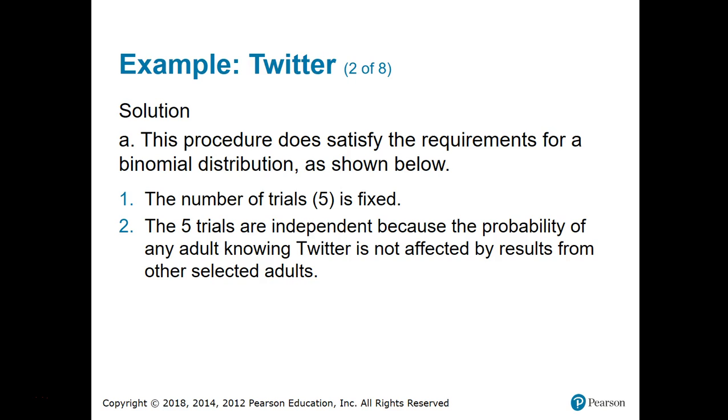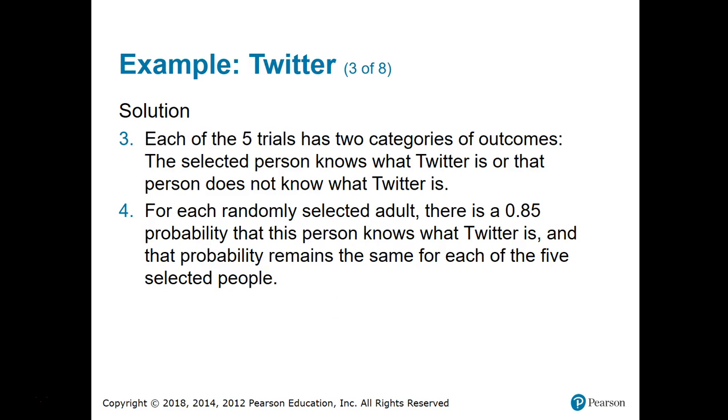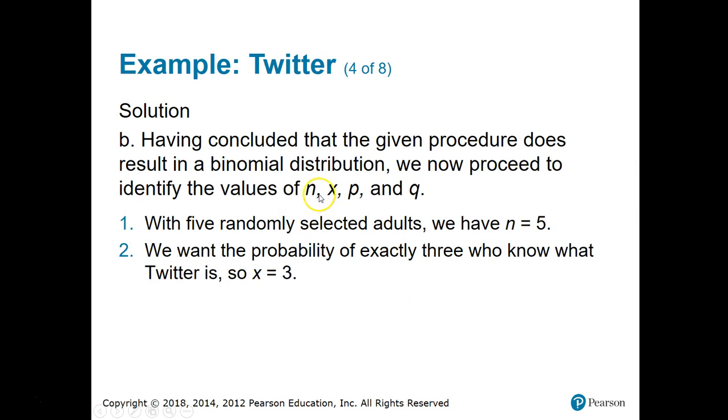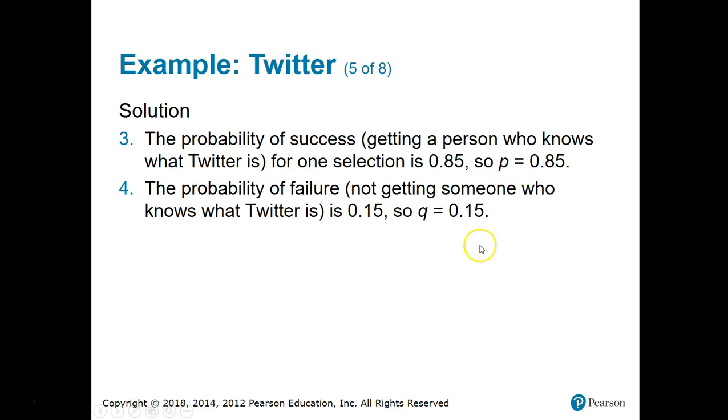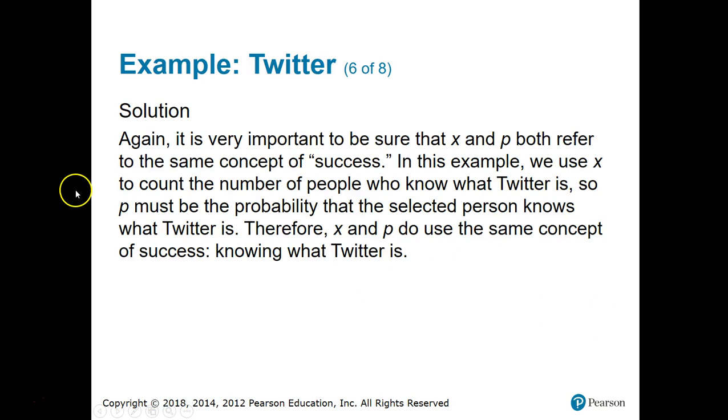All right, anyway, number of trials, 5. 5 trials independent because the probability of any adult knowing Twitter is not affected by the others. And what do you consider an adult? What age? Like 18, 19, 20, 52, 5? I don't know. Each adult, 5 trials, outcomes. Each random such adult, 0.85. So we have our n, x, p, and q. N equals 5, x equals 3, p equals 0.85, q equals 0.15. We want x and p to refer to the same concept of success. They know what Twitter is. So we are good with that.